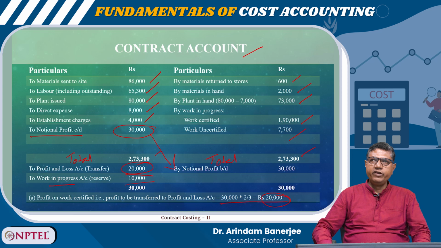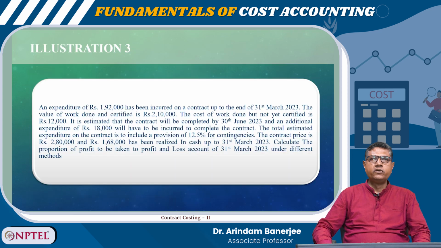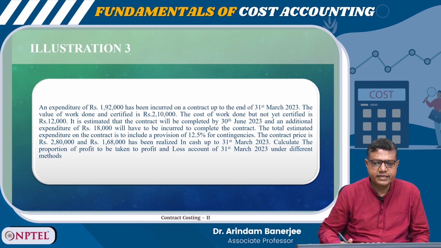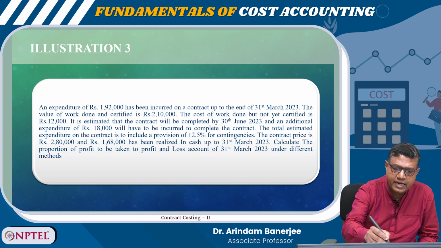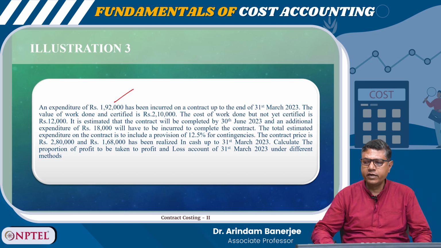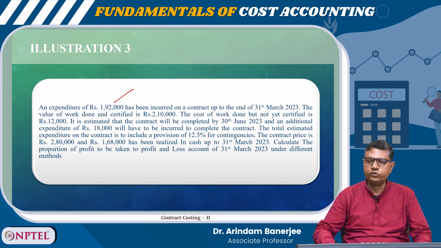Now, we are moving to the next illustration. Illustration 3. It is saying that an expenditure of 1,92,000 has been incurred on a contract up to the end of 31st March 2023.